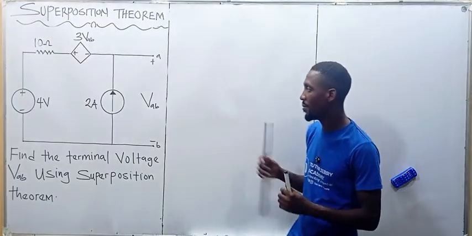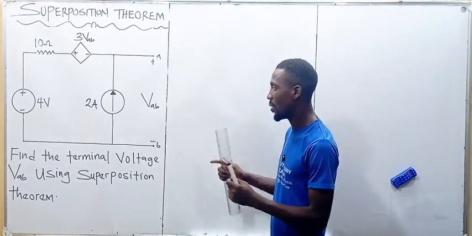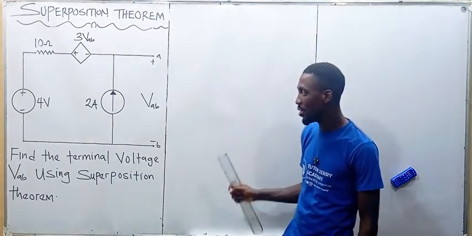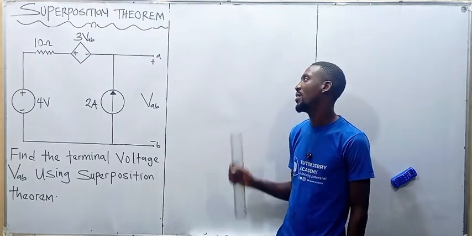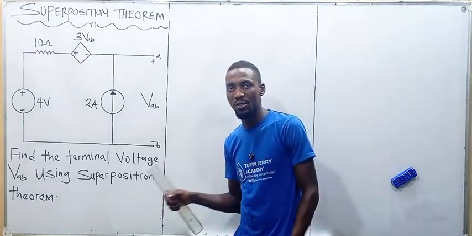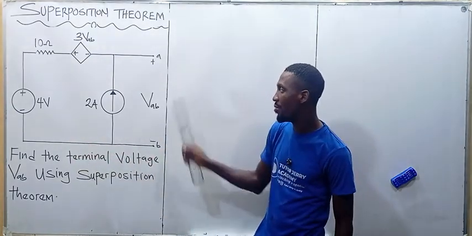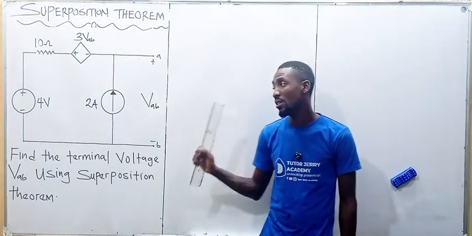We are going to solve the above question. The question says we should find the terminal voltage VAB using superposition theorem. For us to use superposition theorem, we have two sources here: the voltage source and the current source.